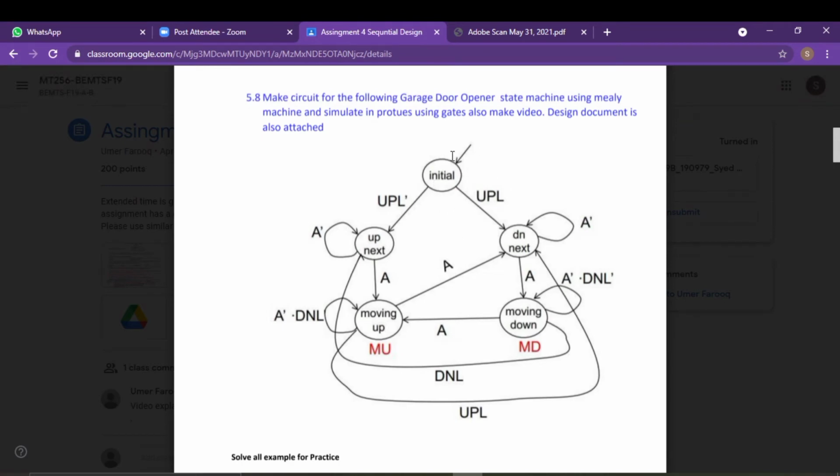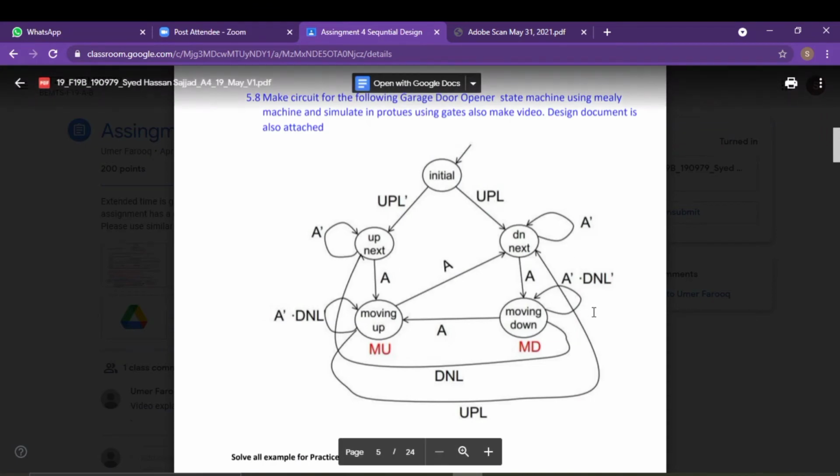So while we apply the upper limit, when we close the upper limit button, then it will go towards the down next state. And then when we press the A active button, it will move down, and then if we keep the button pressed for a long time, it will go towards the moving up state. And then you will see that again pressing the A button, it will again go towards the down next state, and then moving down, which means that it will move up, move down, move up, move down, until and unless we unpress this button or open that switch.